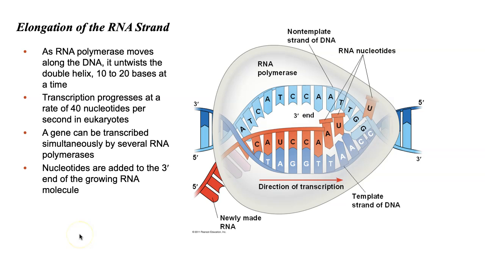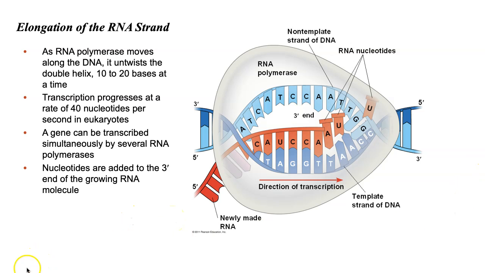So transcription progress is 40 nucleotides per second in eukaryotes. So it's a little bit slower than DNA polymerase. And we can have a gene that's transcribed simultaneously by several different RNA polymerases. Basically, once this RNA polymerase enzyme jumps onto the promoter and begins to go, another one can jump on behind it and begin too.